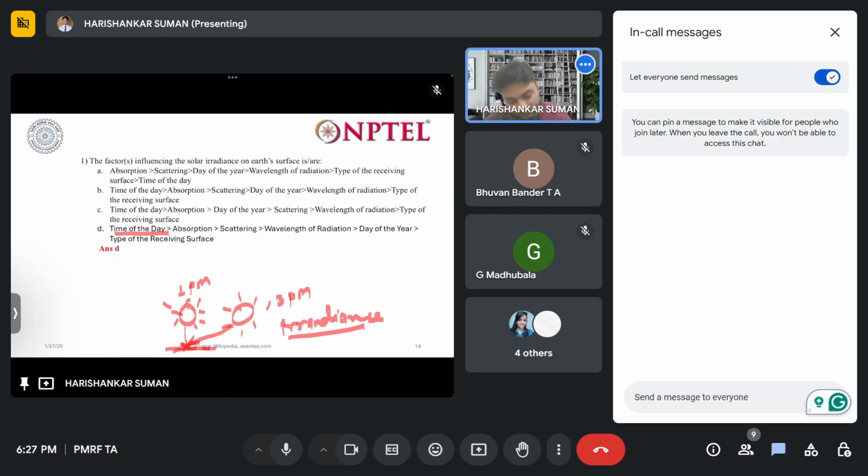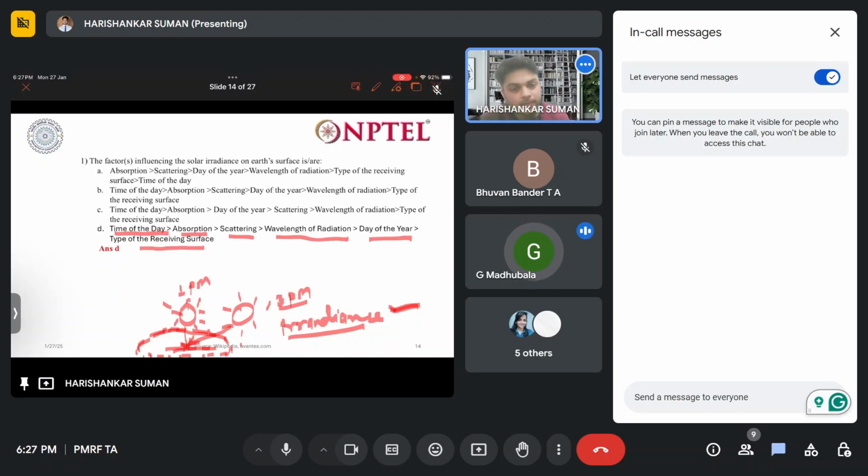So in the Earth's atmosphere, absorption is always there for any time, but the time at which we measure is most important. Yes, so then absorption, then scattering, and wavelength also, and day of the year, and type of the receiving surface. This is the order of factors affecting the irradiation on Earth.